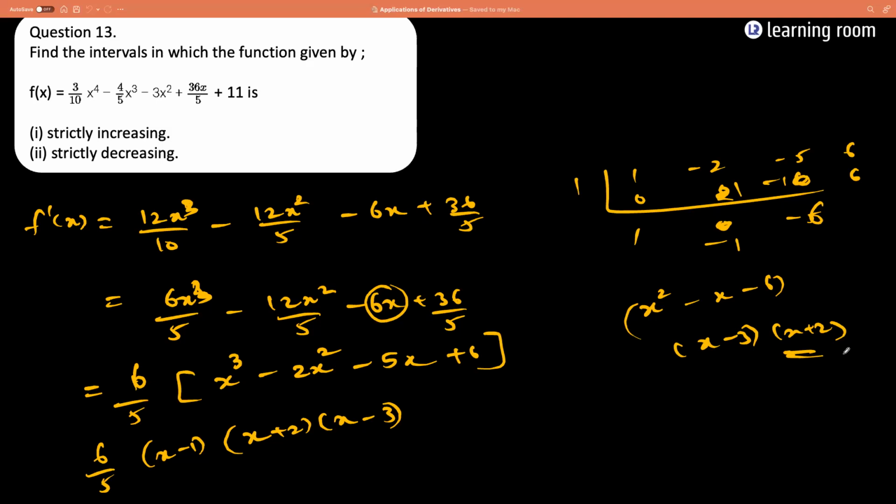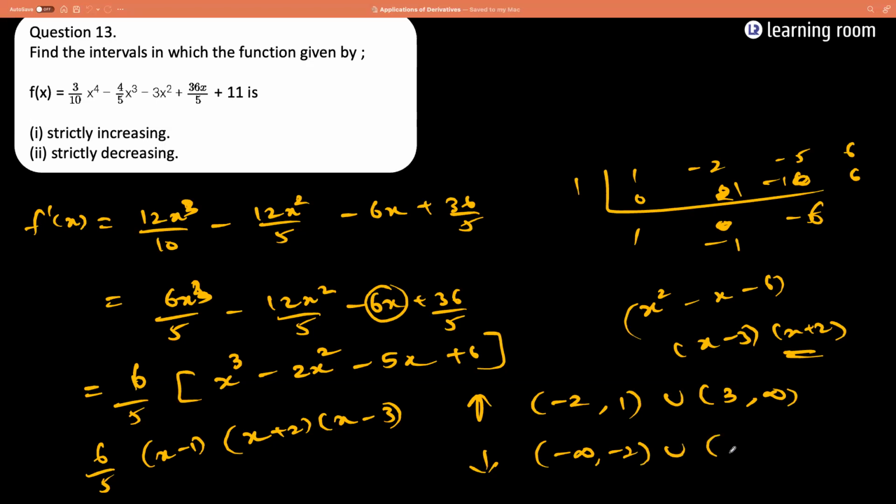Sir, it is strictly increasing at minus 2 to 1 union 3 to infinity, and strictly decreasing at minus infinity to minus 2 union 1 to 3. Correct. Okay. I don't know whether it is correct or wrong. We've got these values. Yes, sir, it's correct. Correct? Yes, sir. So is this what you got? Minus 2 to 1 union 3 to infinity and minus infinity to minus 3 union 1 to 3. Correct, no? Yes, sir.